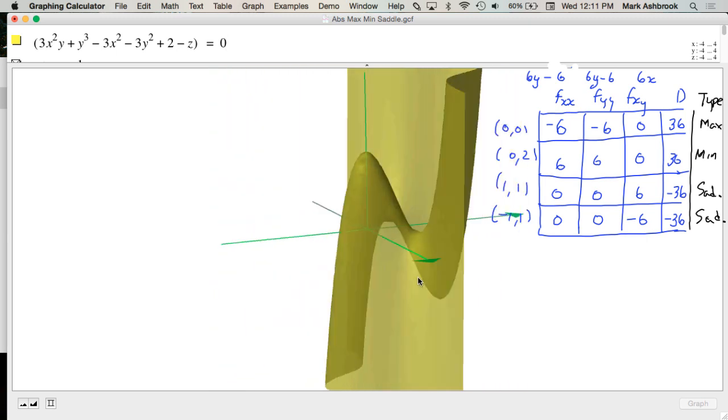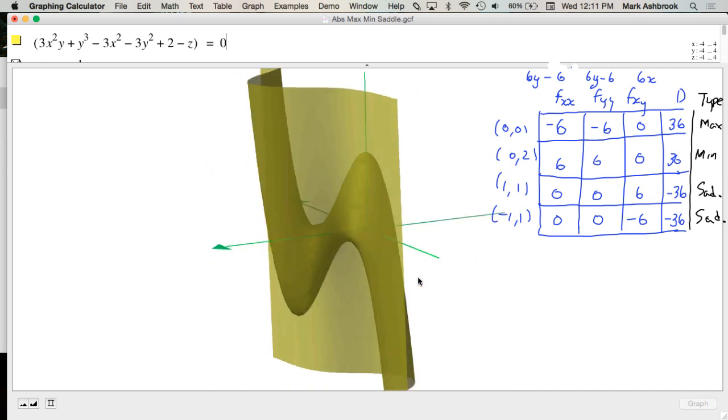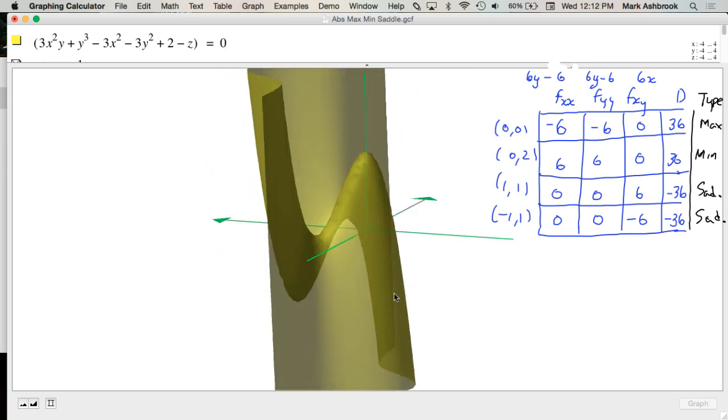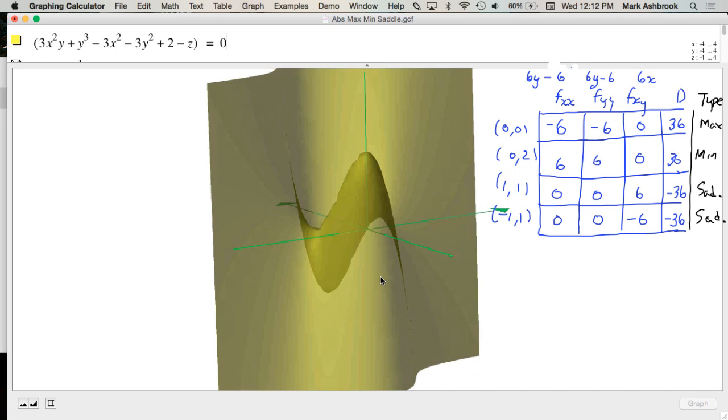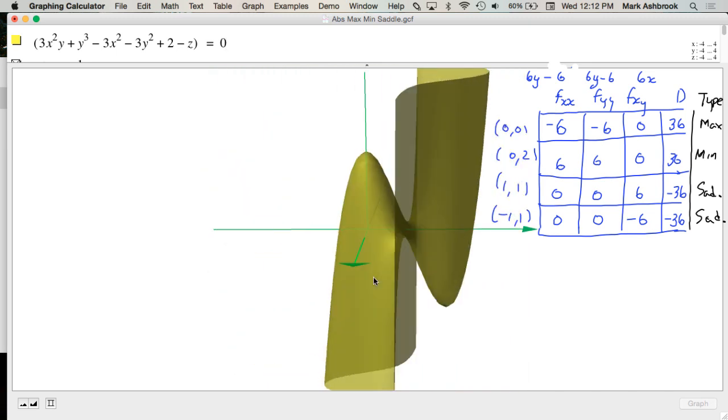Does it make sense? Any questions on that? Okay, so now what if, yes please? Will the saddle always be at f_xx = 0 and f_yy = 0? Or no?